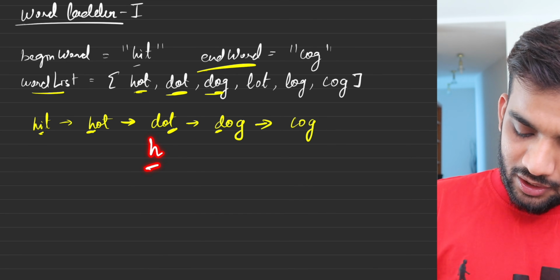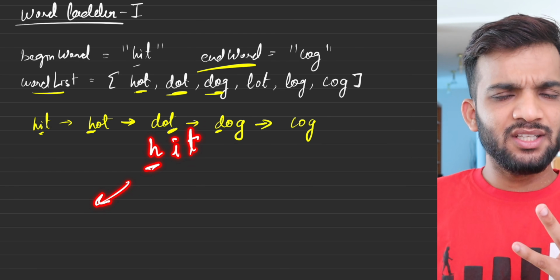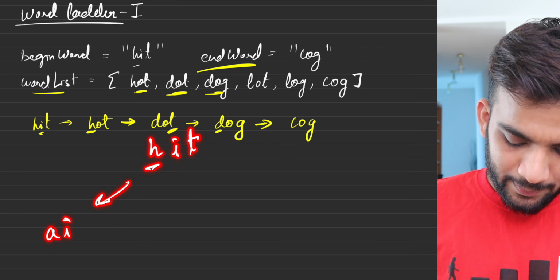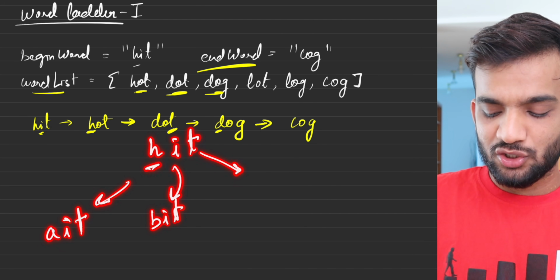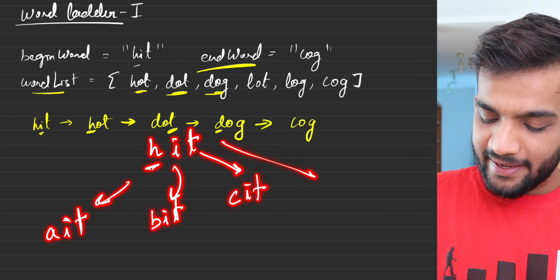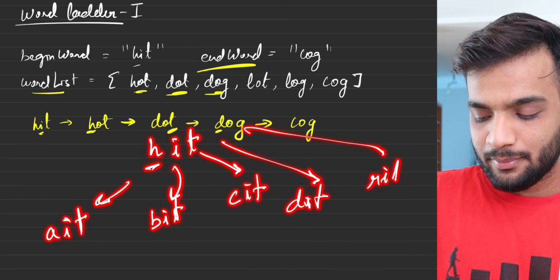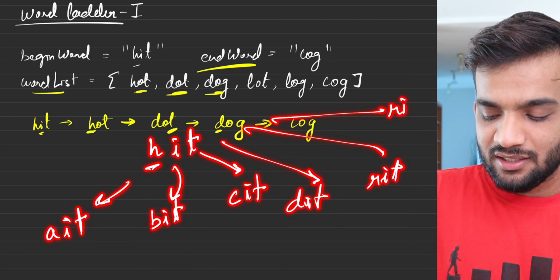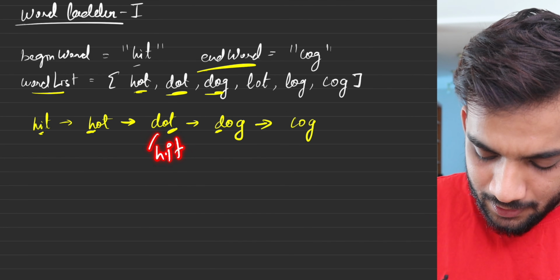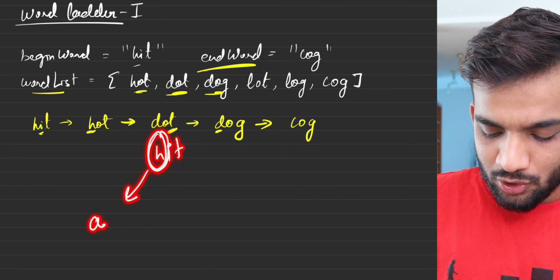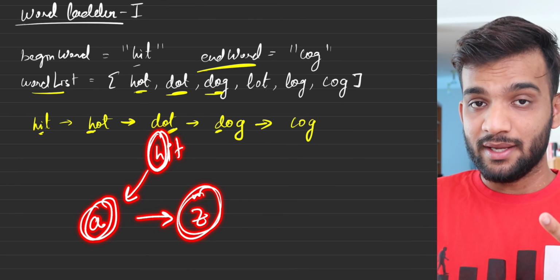If I ask you, if you change H in hit, what can you make H as? You'll be like, I can change H to AIT. Make sense? I can change H to BIT, CIT, DIT, RIT, ZIT. Does that make sense? So apparently, in hit, I can pick up the first character and I can change it to anything from A to Z. Do you agree? You do agree, right?